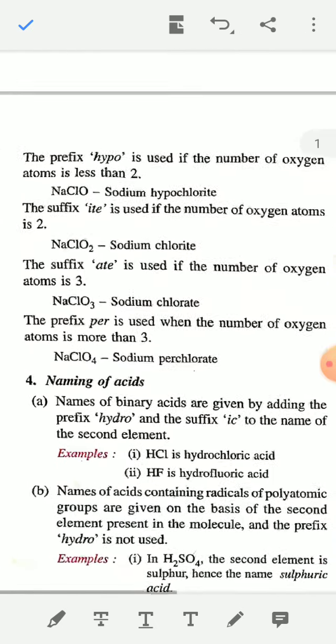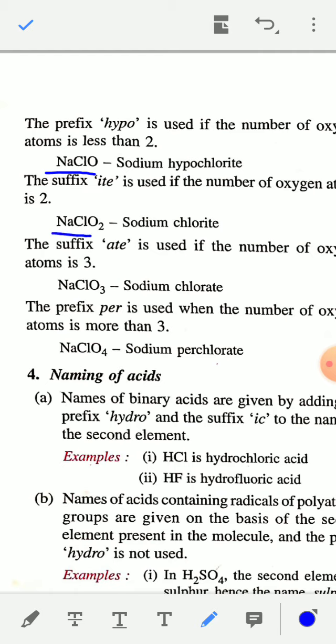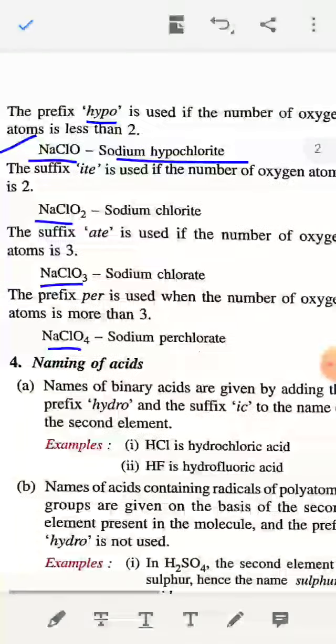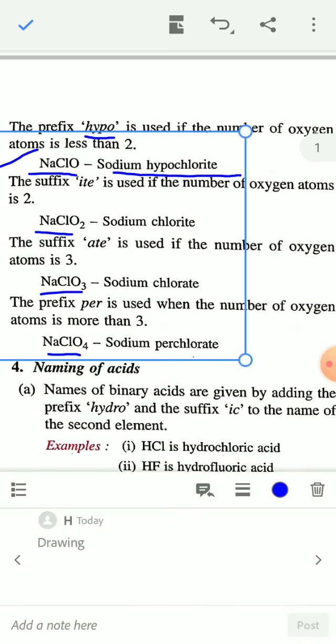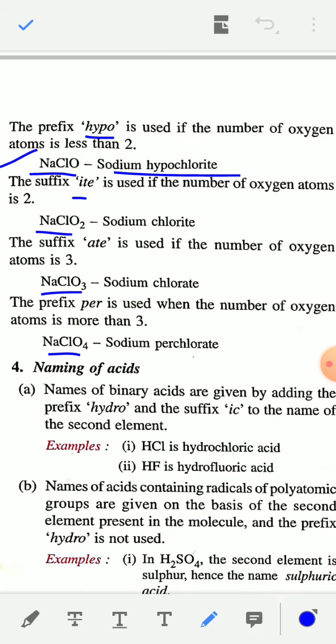For example, see HClO, HClO2, HClO3, HClO4. In these compounds, the number of oxygen atoms is different. If only one oxygen atom is present, then you have to use the prefix hypo. So the name of NaClO is sodium hypochlorite. If the number of oxygen atoms is less than 2, then you have to add the prefix hypo during naming of such compounds. Similarly NaClO2: for this compound you have to use the suffix ite.